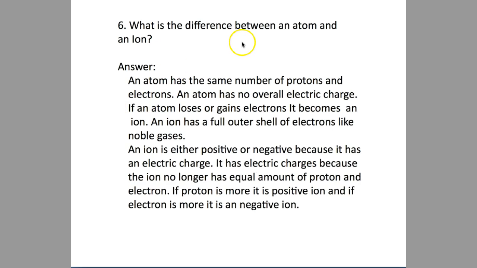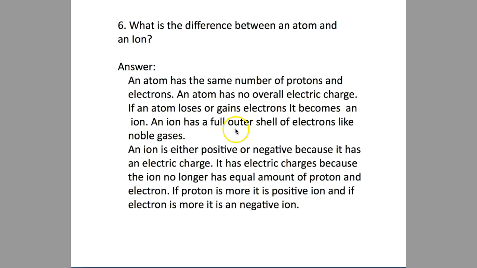What is the difference between an atom and an ion? An atom has the same number of protons and electrons. An atom has no overall electric charge. If an atom loses or gains electrons, it becomes an ion.